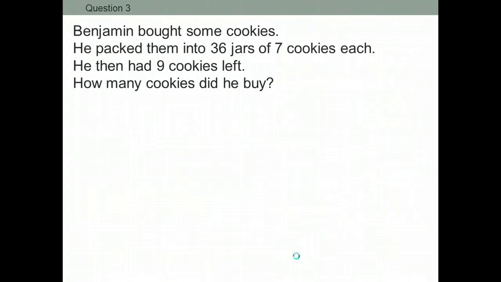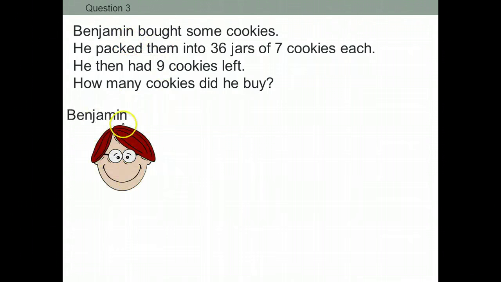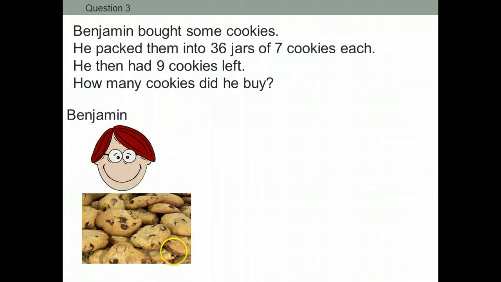Question 3. Benjamin bought some cookies. He packed them into 36 jars of 7 cookies each. He then had 9 cookies left. How many cookies did he buy? So now I know that this is Benjamin. He bought some cookies. Do you know how many cookies did he buy? No, we don't know how many cookies he bought.